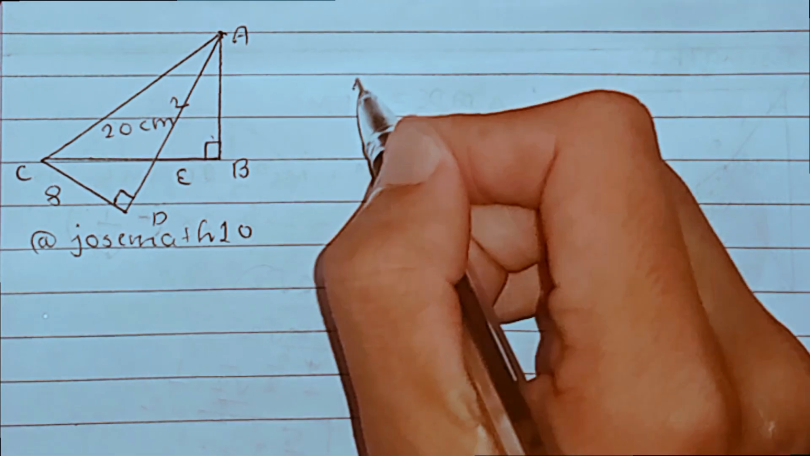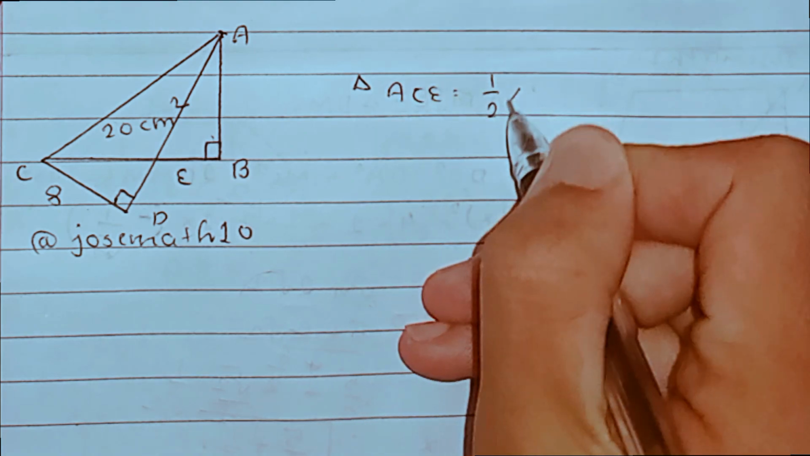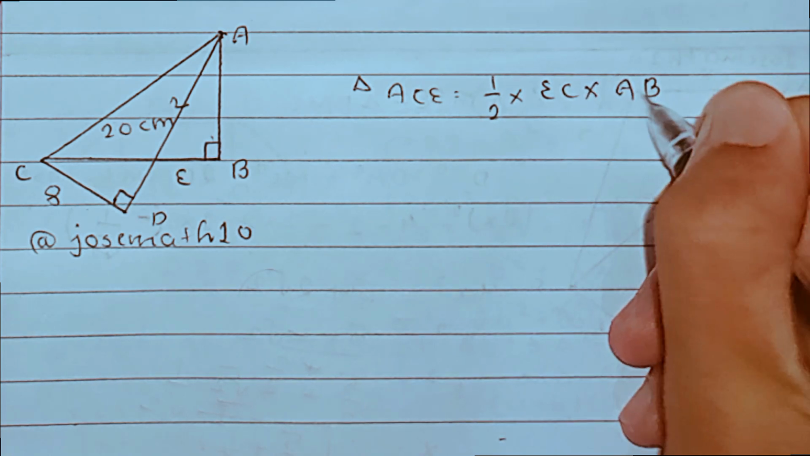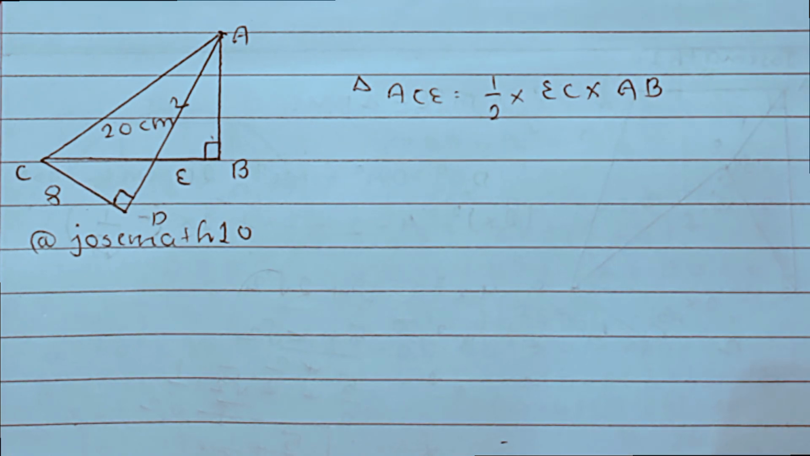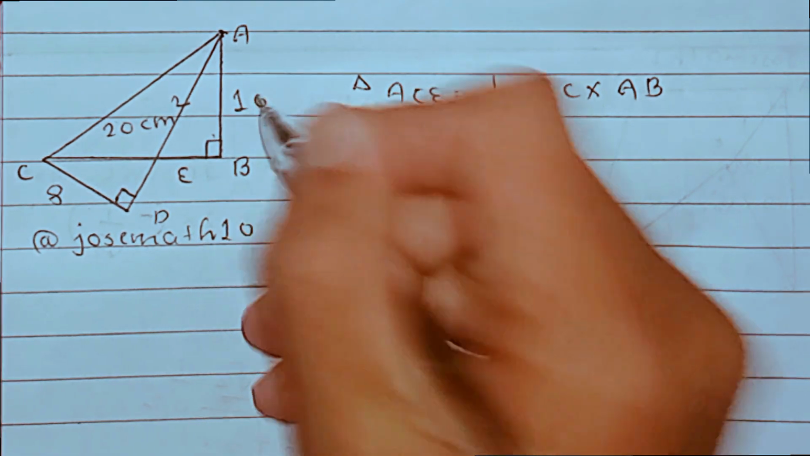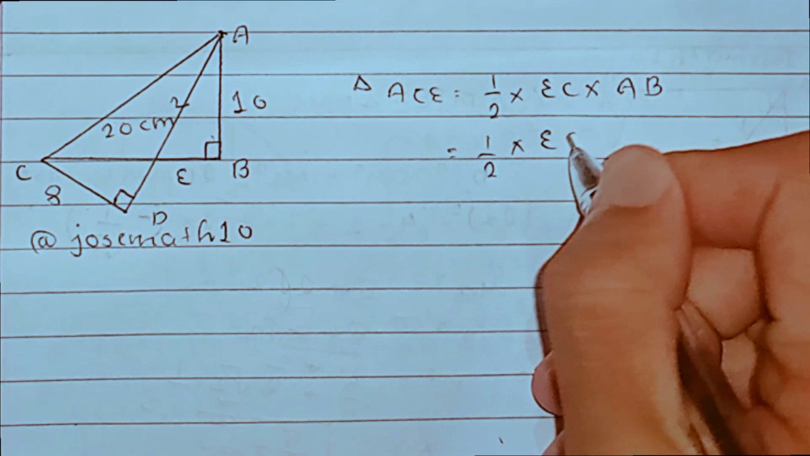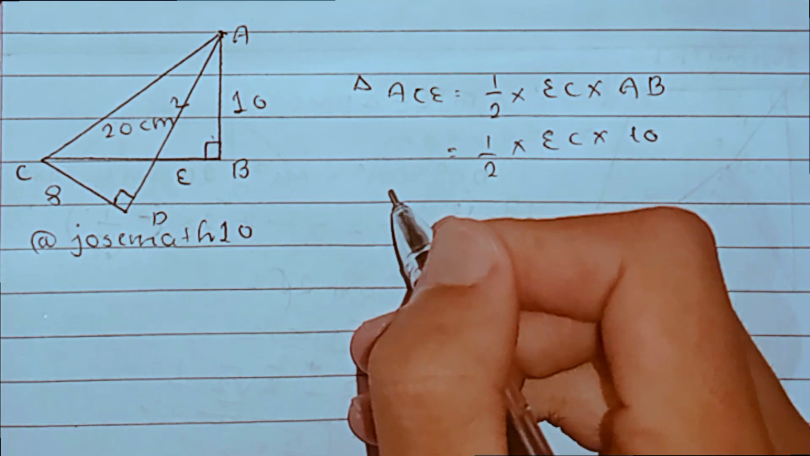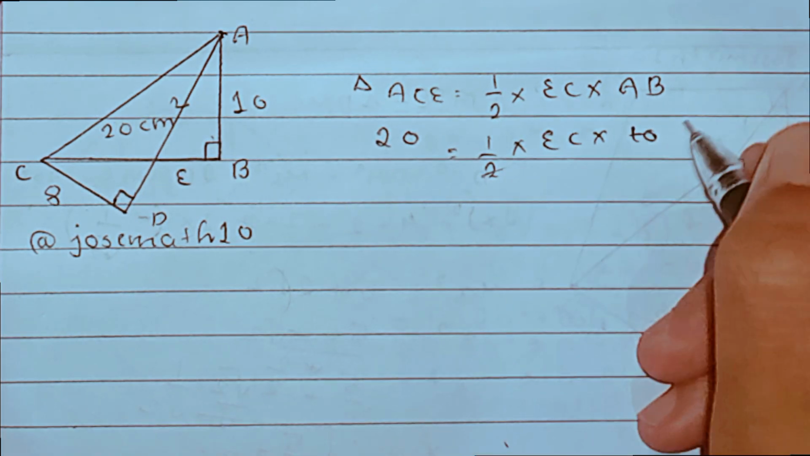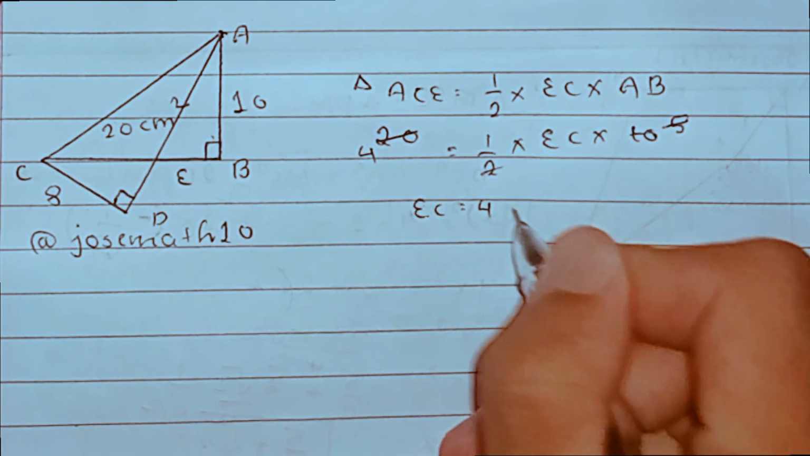Now we know that the area of triangle ACE is equal to 1/2 times base, which is EC, times height, which is AB. And now we have the AB value to be 10. I have not mentioned it here, but AB has a value of 10. So 1/2 times EC, which we have to find, times AB, which has a value of 10. And this has an area of 20. So we can just cancel 2 into 10 and 5 for the 20. So EC has a value of 4 centimeters.